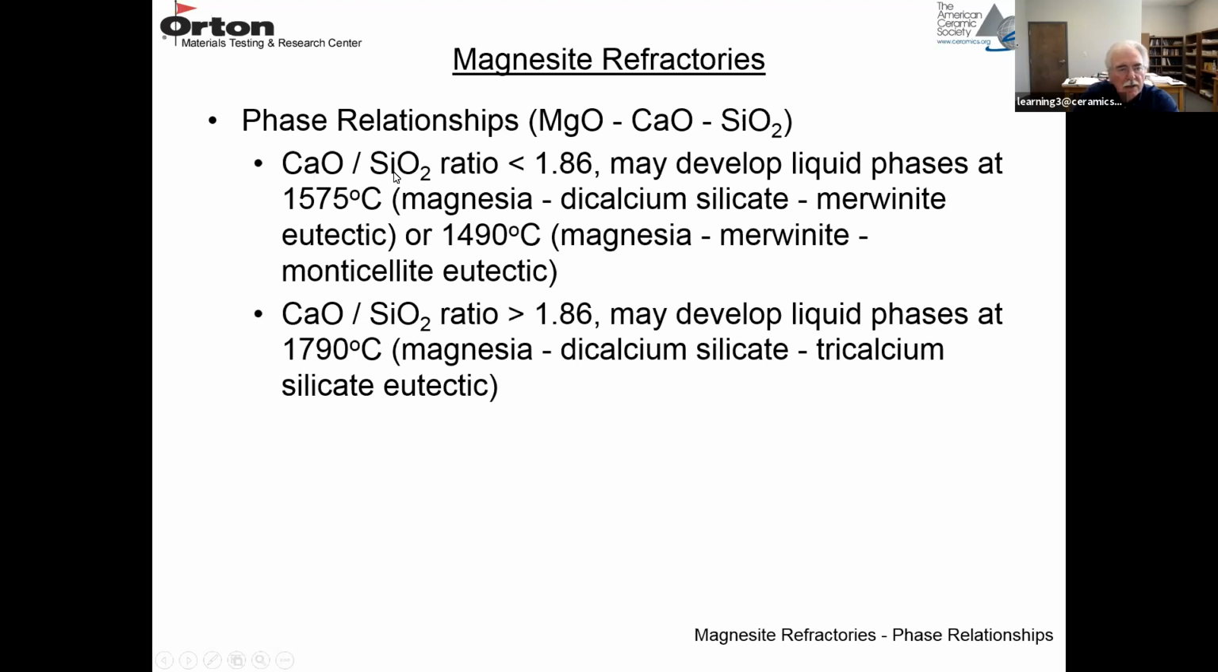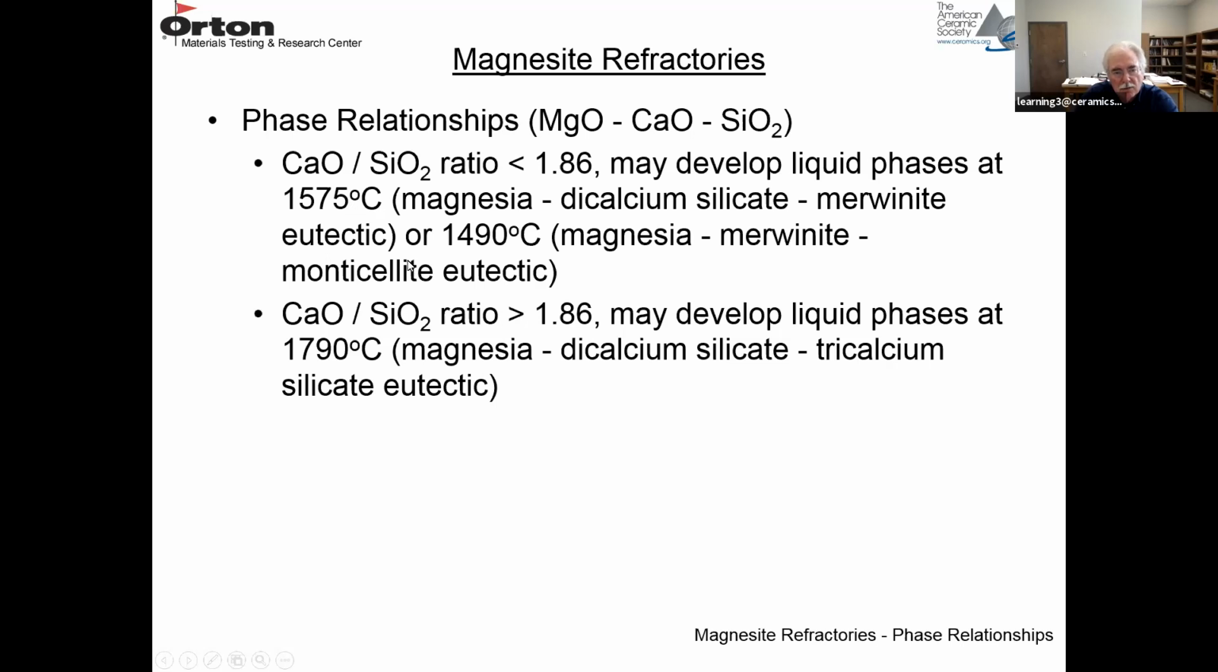With a CaO to SiO2 ratio less than 1.86, and this is a weight percent ratio, you can develop liquid phases at 1575 degrees C if you have this combination present: magnesia, dicalcium silicate, and a phase known as merwinite. So that's the eutectic, 1575. That is below steelmaking temperatures, and MgO is a material used to line basic oxygen furnaces where you make steel.